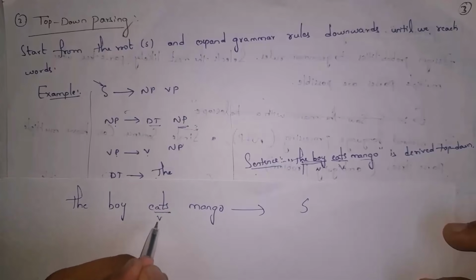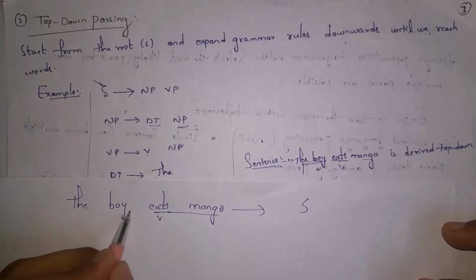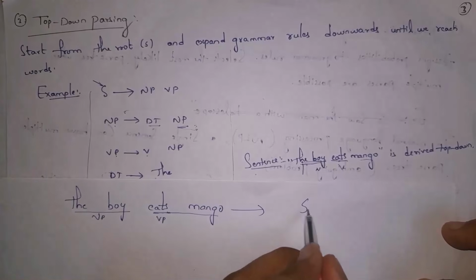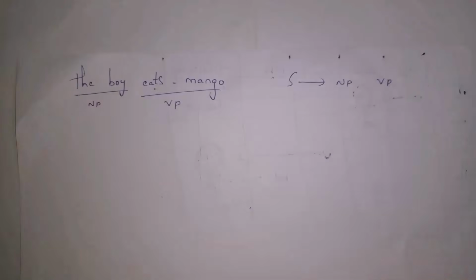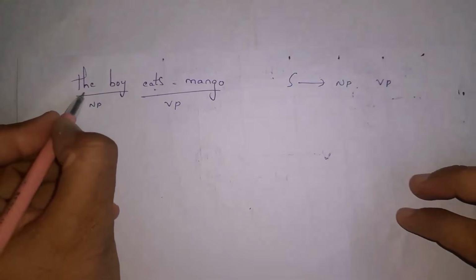Here eats is the verb. So from the verb, the complete right side part comes under the verb phrase and the left side part comes under the noun phrase. So any sentence contains two parts: one is the noun phrase and the next one is the verb phrase. If you consider, the noun phrase contains the boy.